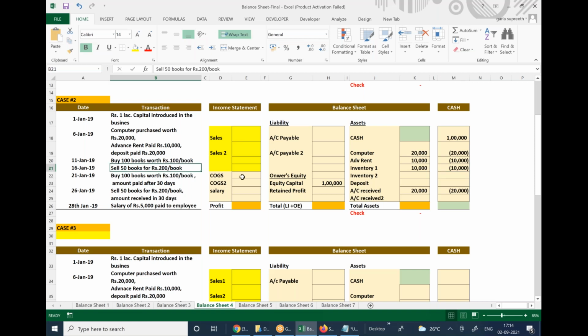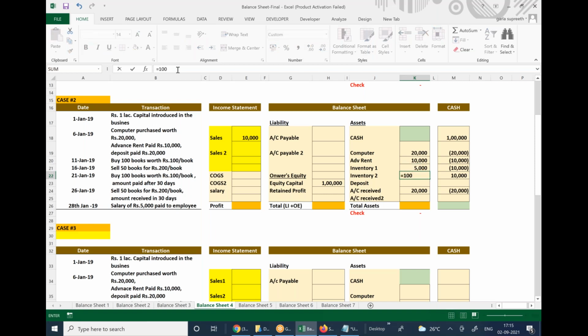I sold 50 books for rupees 200. So quantity sold into selling price. And it does not say receivable or anything like that. That means I have received that money. So it will be 10,000. That's my 16 January. 21st January, I bought 100 books worth rupees 100. But before that, what happens to my inventory one? 100 books will change to 50 books because 50 books are sold.